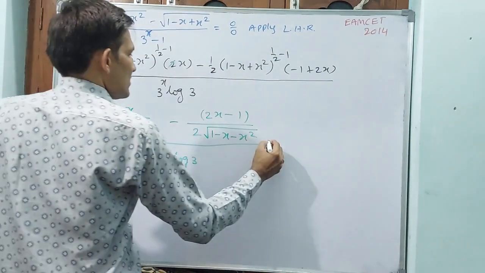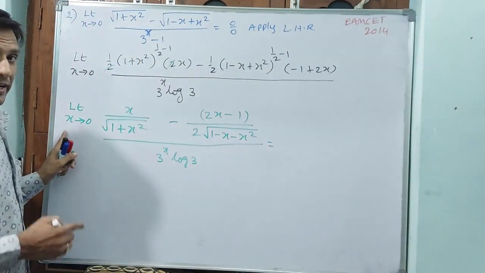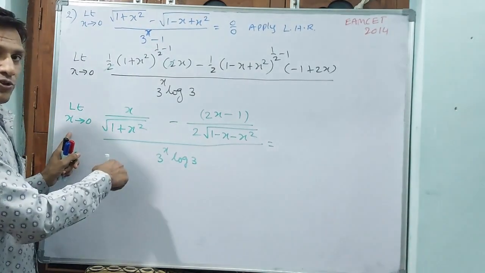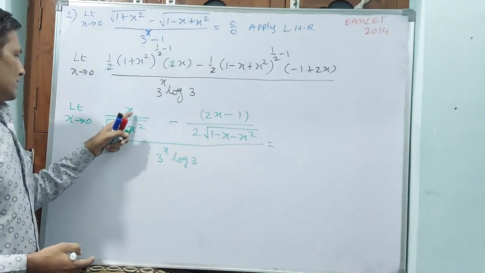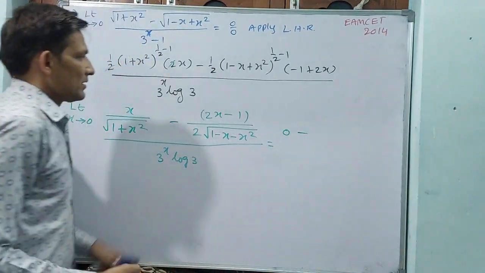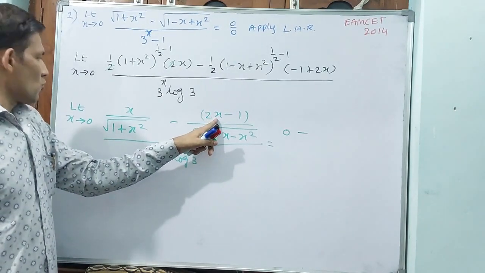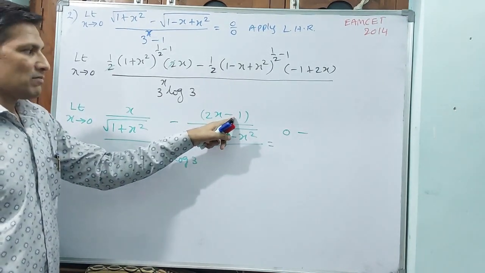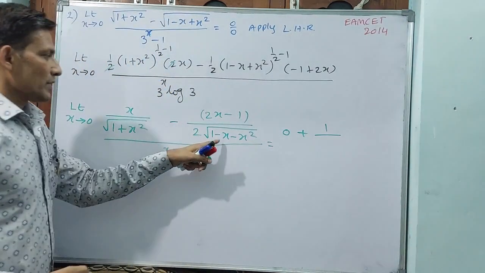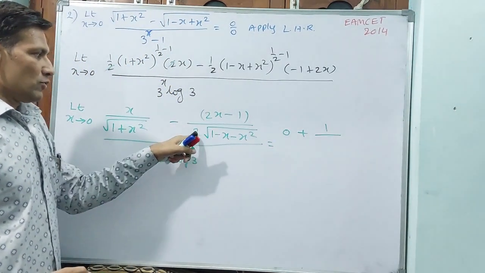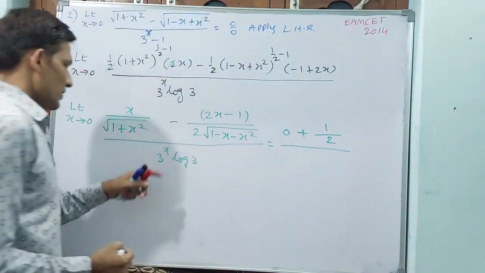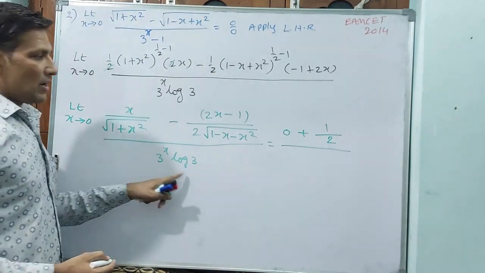Write down, that is equal to, see, when you apply, then you should not write limit again. If you have not written limit x tends to 0, it means you have applied the limit. See, 0 by something, this is 0, minus, 2 into 0, 0 minus 1, minus or minus 1, plus 1 by 2, divided by 0 means 1 log 3.